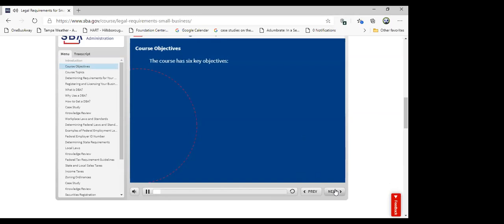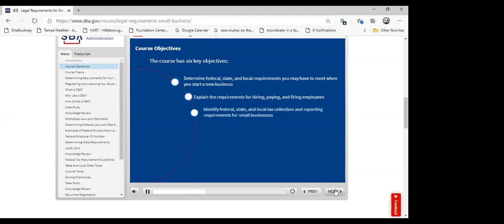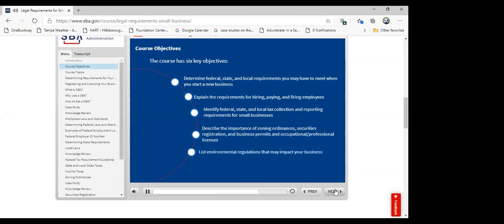The course has 6 key objectives. 1, determine federal, state, and local requirements you may have to meet when you start a new business. 2, explain the requirements for hiring, paying, and firing employees. 3, identify federal, state, and local tax collection and reporting requirements for small businesses. 4, describe the importance of zoning ordinances, securities registration, and business permits and occupational professional licenses. 5, list environmental regulations that may impact your business. And 6, examine ways small business owners can manage legal risks.